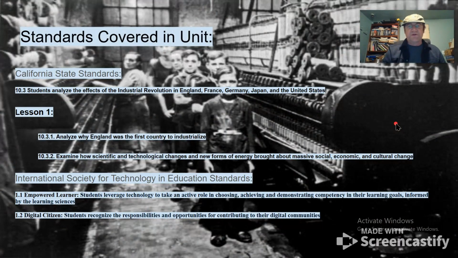The standards covered in this unit are California State Standards 10.3. Students analyze the effects of the Industrial Revolution in England, France, Germany, Japan, and the United States. For Lesson 1, we're going to be looking at two substandards. The first is 10.3.1, analyze why England was the first country to industrialize.